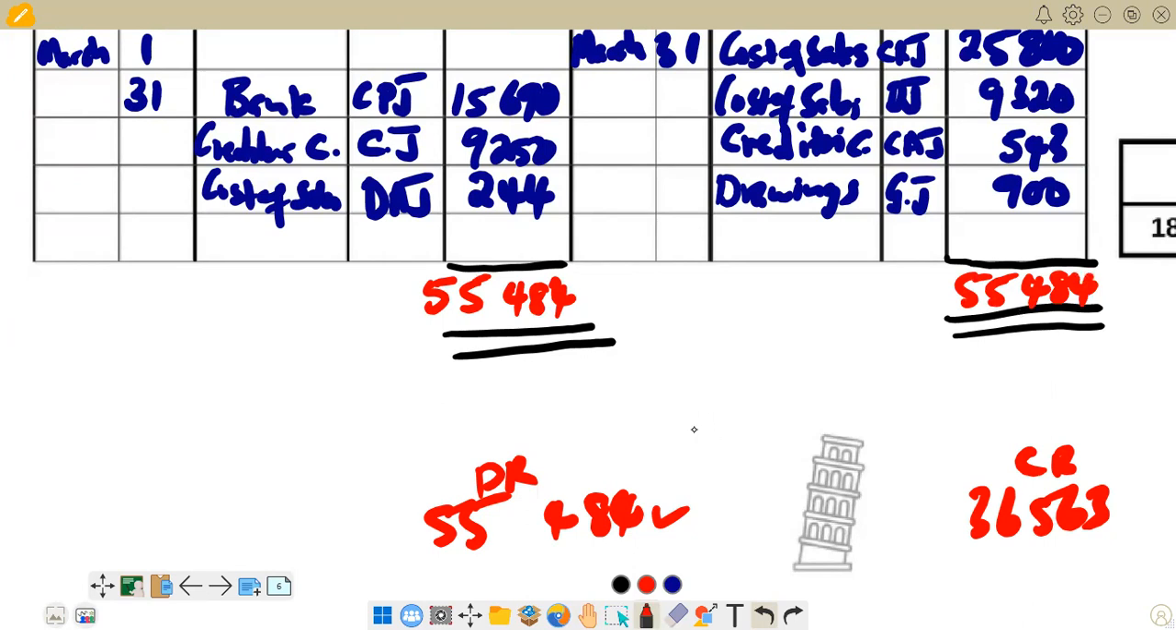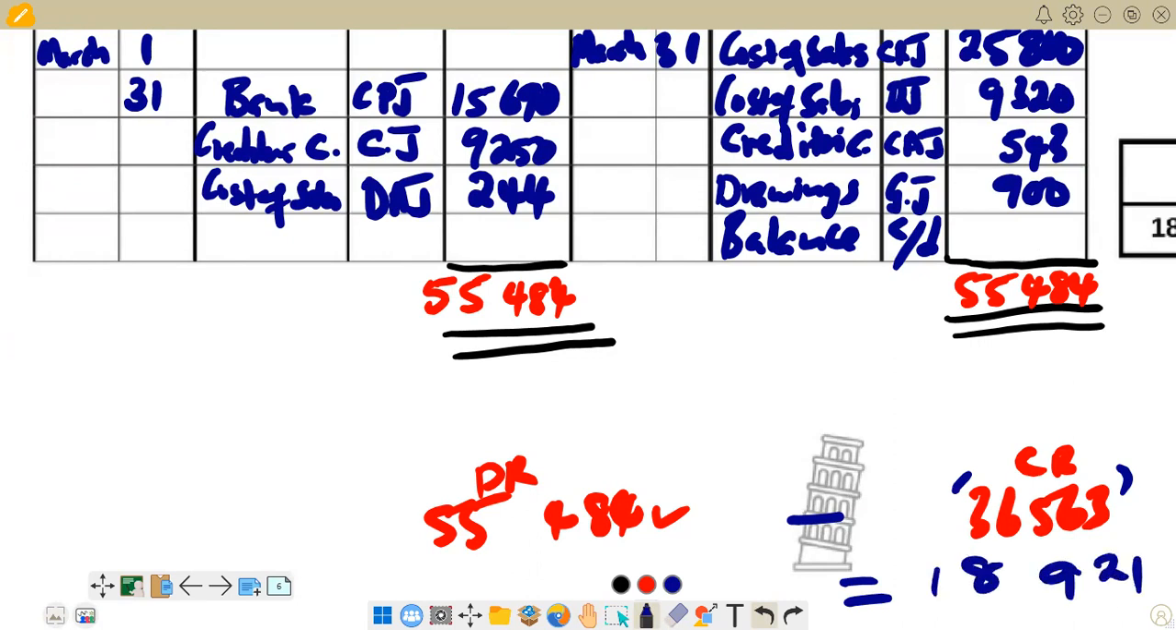So the balance CD will come on the side with the smaller total, and you are seeing that the smaller total is this one. So that's where we are going to have our balance CD. The figure for balance CD is the difference between the bigger total and the smaller total. So we are now saying 55,484 minus 36,563. And the answer that you get there is 18,921.